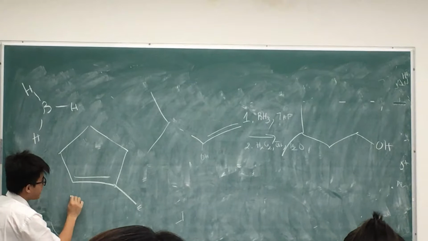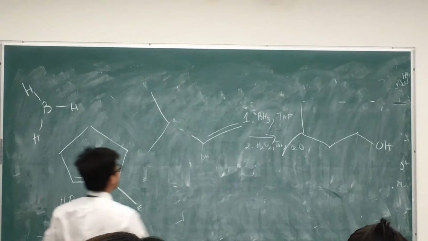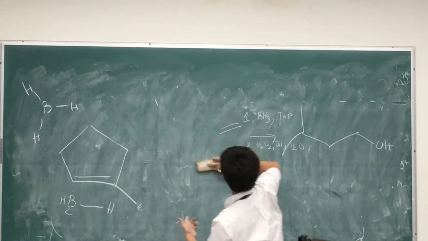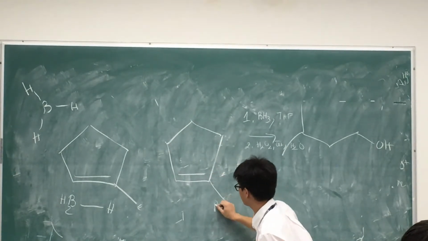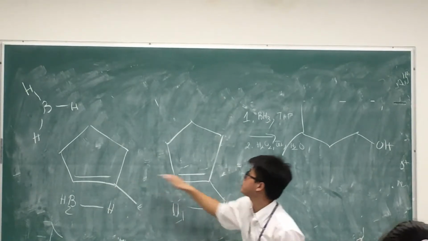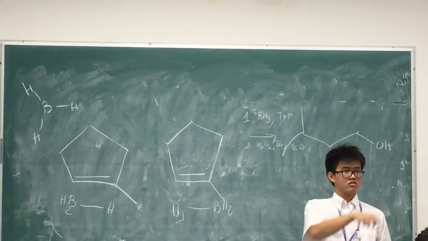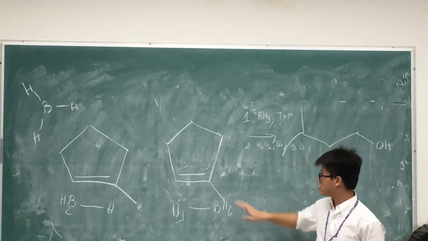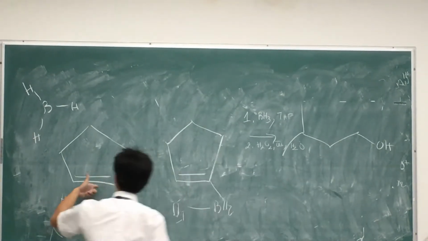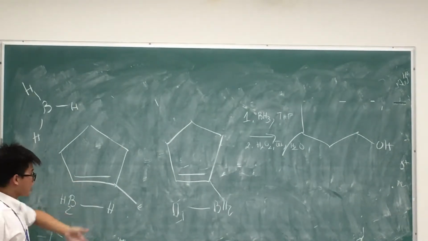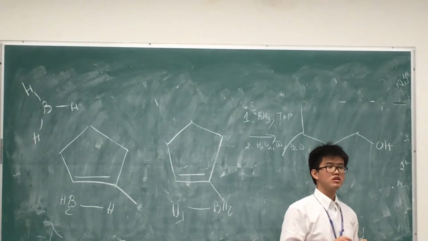And then BH3 can approach the molecule in 2 ways. This way or this way. You think the left one or the right one is more stable? Chuck? Aston? The left one or the right one? Which one is more stable? So BH3 has 2 ways to orient to the alkene. They can come like this, or they can come like this. Which one is more stable, Aston? Left or right?